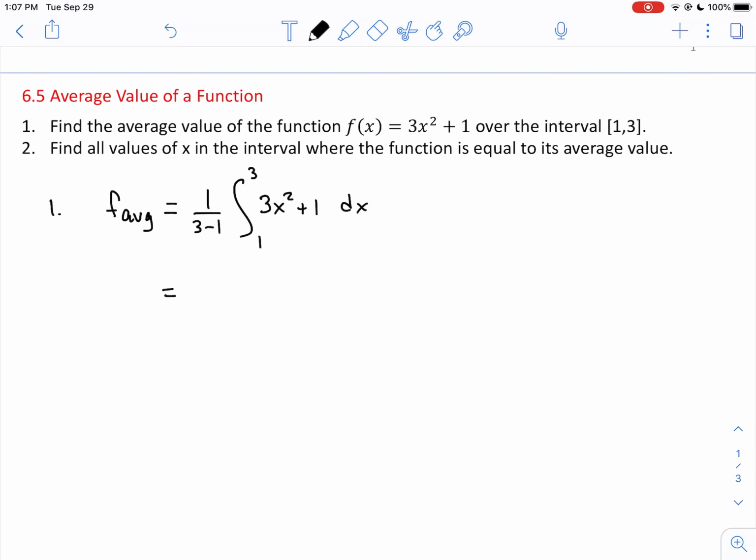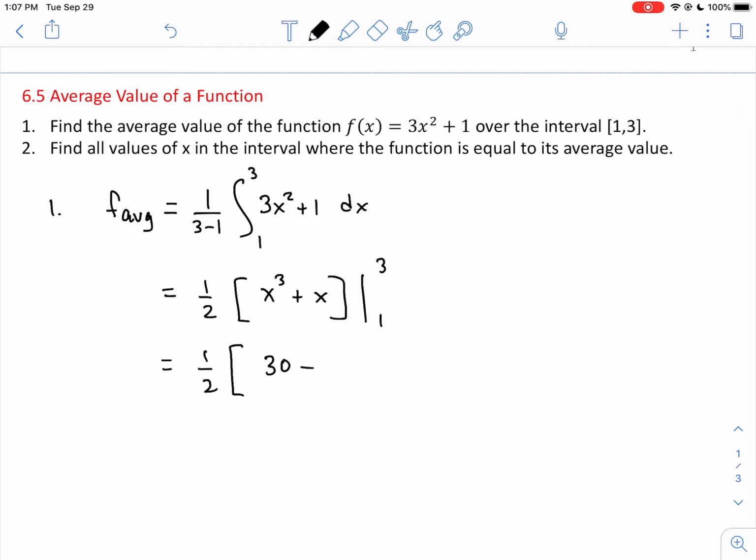This interval has length 2, so we divide by 2, or multiply by 1/2. And so in this case, we get 1/2 times, and now let's go ahead and do the antiderivative. The antiderivative of 3x squared is just a clean x cubed. The antiderivative of 1 is x, and that's going to be evaluated from 1 to 3. Let's plug in 3 first. We get 3 cubed is 27 plus 3 is 30, and then subtract.